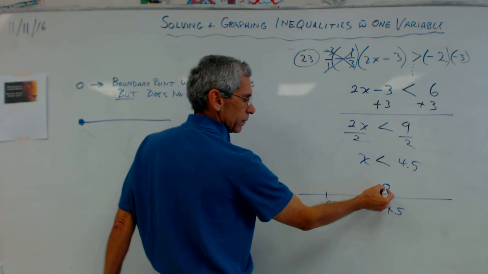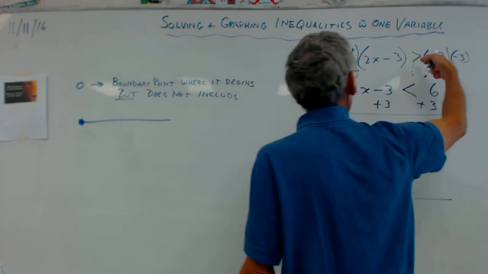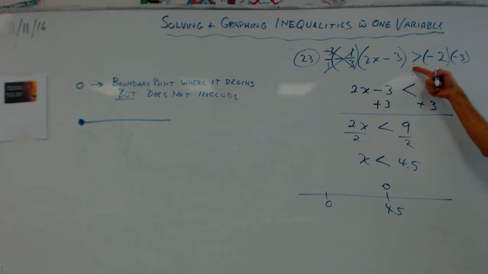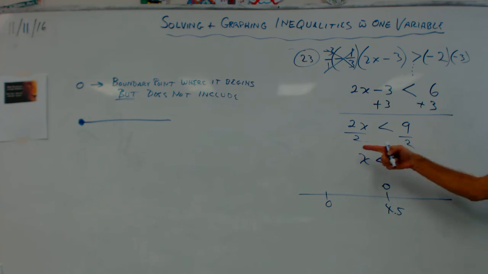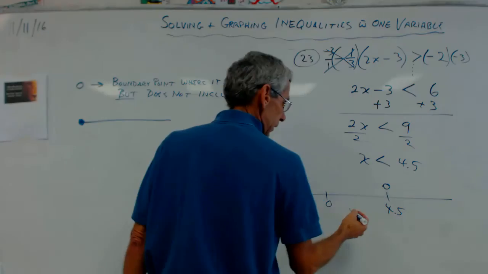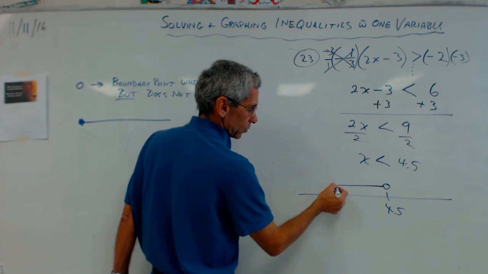Wait, so you're not changing the sign? I did. See, I changed it up here when I did the multiply. See what I mean? But here, I didn't do anything with negatives on both sides. And so now, it's less than that, so I just draw my line that way.